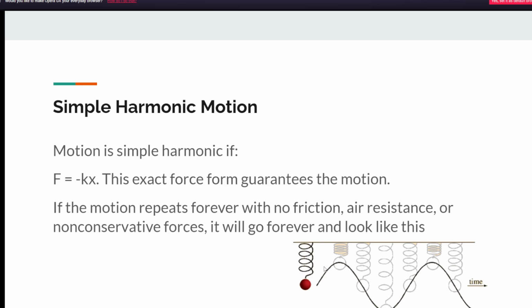And this is just going up and down, up and down, up and down. Then as the paper is moving to the right, it's going to be tracing a mark like this, like this, like this, as you can see right here, as the spring moves. So motion is simple harmonic if the motion repeats forever with no friction, air resistance, or non-conservative forces.